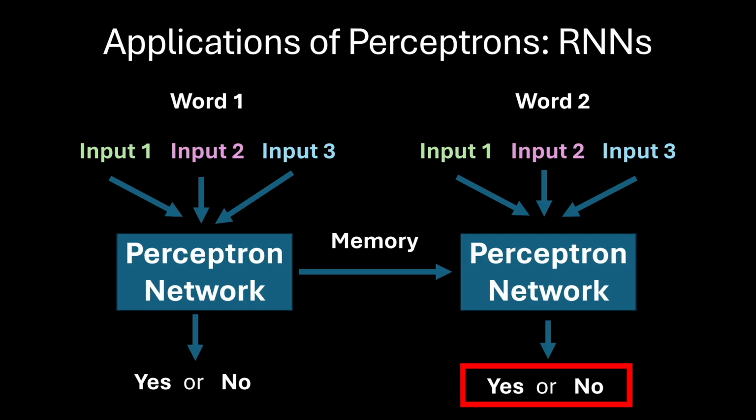And it uses the same perceptron network. However, instead of just using the inputs from word 2 now, it also uses the memory input from the previous calculations for word 1. And then it generates its yes or no output. If it's the last word, it will just generate the yes or no output, which is this negative or positive. But you could have this chain go as long as you want, with maybe 100 different words, and each word passes memory on until you get the last one.